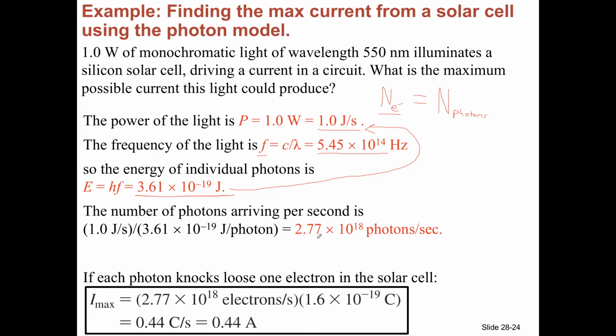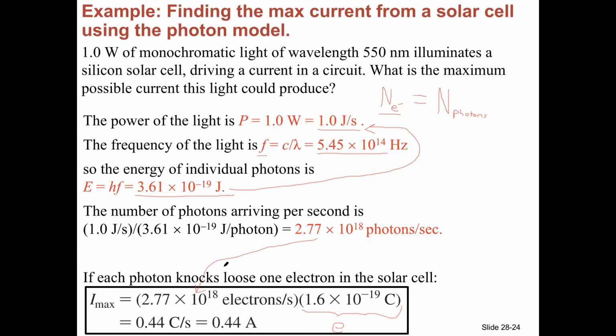So the number of photons becomes the number of electrons, multiplied by the charge of the electron. That's this guy. And that will give us the current in coulombs per second, or amps. So in the end, the maximum current we could possibly get is 0.44 amps.